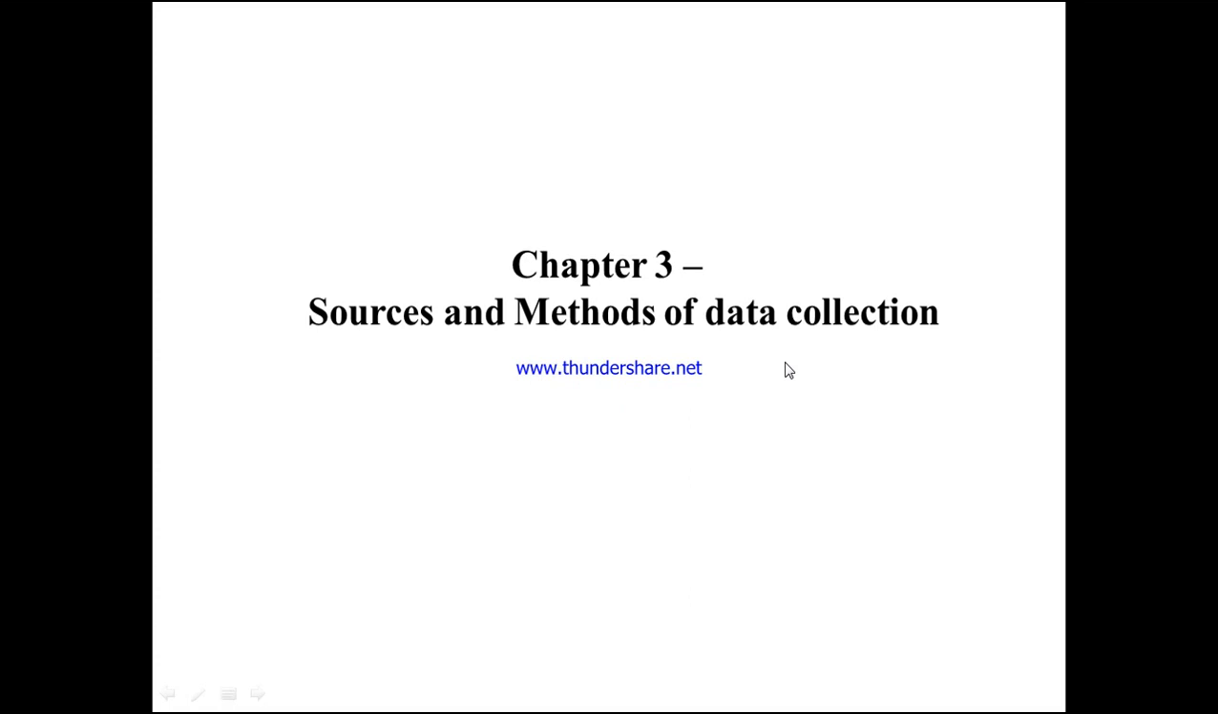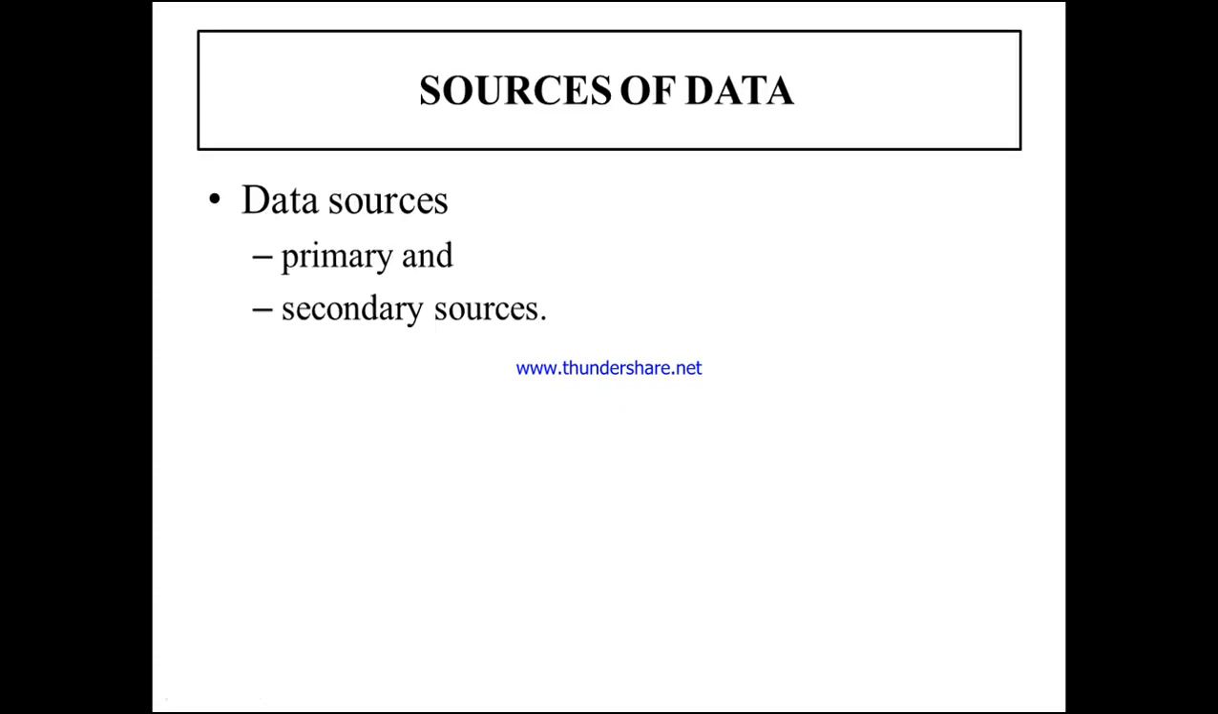So in today's class we are going to see the third chapter in the research methodology course. The third chapter is about the sources and methods of data collection. First of all, let's see the sources of data. We have two basic sources of data. One is the primary source and the other is the secondary source.